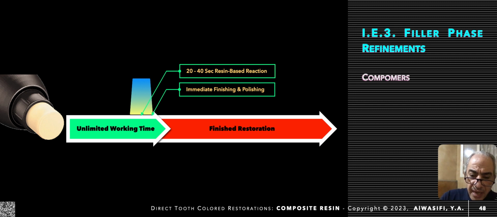This resin-based reaction means that the material hardens on command, with unlimited working time, and this allows you to finish the material immediately. The material surface will not be sensitive to moisture in the first 24 hours like that of conventional glass ionomer.